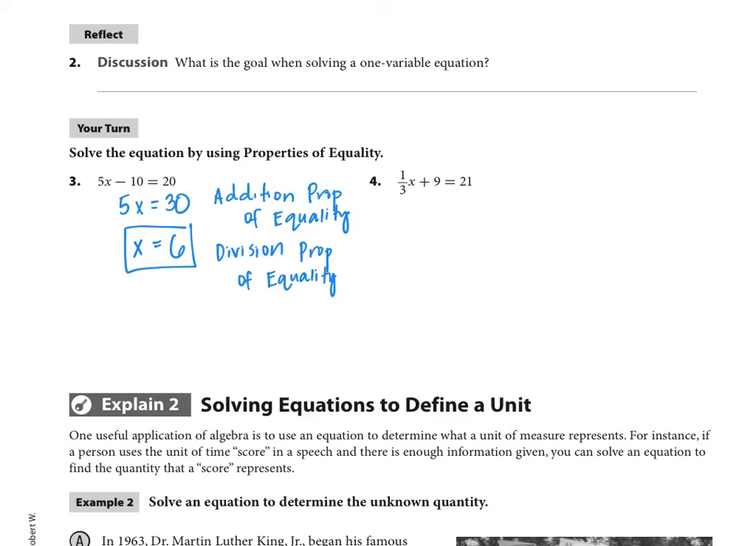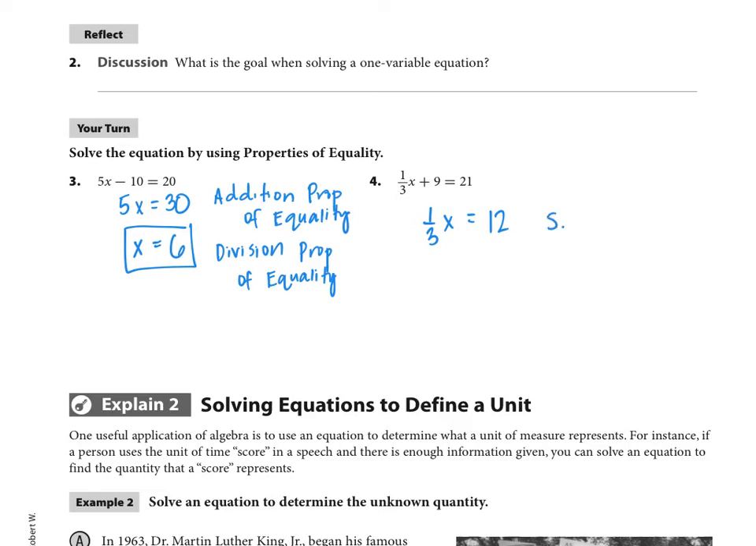Number 4, go and give it a try. Pause it right now before you see the solution. Okay, number 4, 1/3 x plus 9. Going to subtract 9 on both sides, and we'll get 1/3 x equals 12. And so we use the subtraction property of equality.